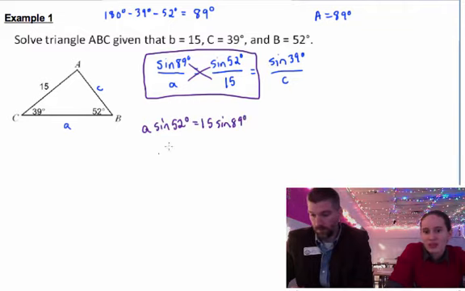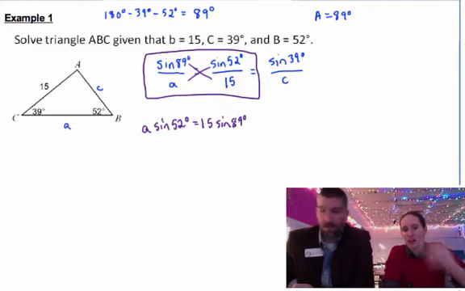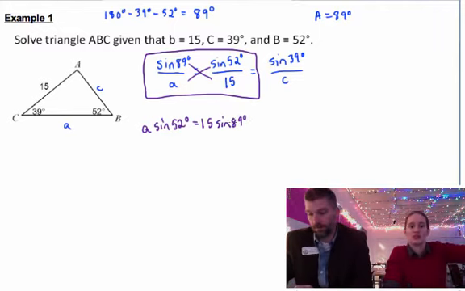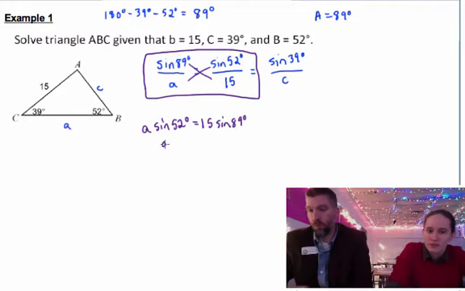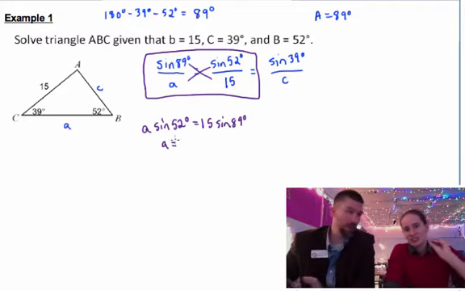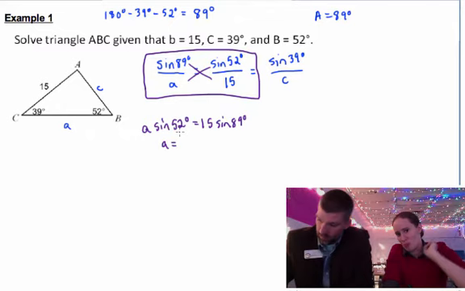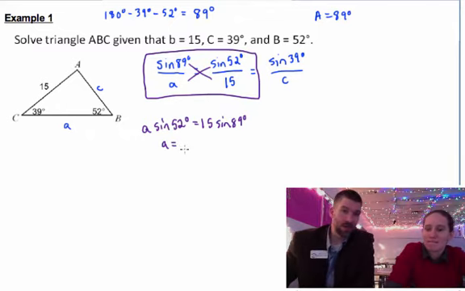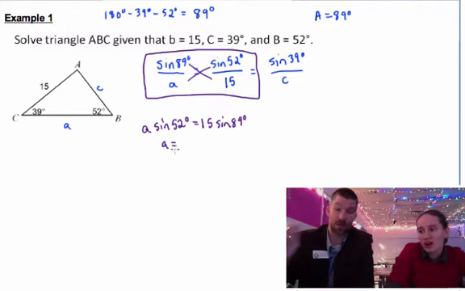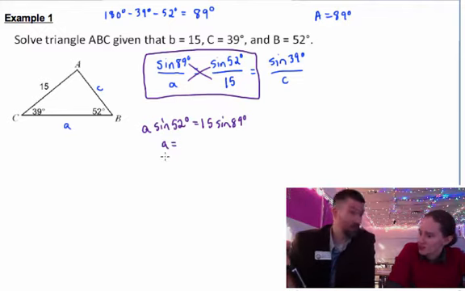Put this in so that you don't end up rounding. Do 15 sine 89, enter. Divide by sine 52, so that it does answer divided by sine 52. We want to be as exact as possible. You should get to the 1000th decimal place exactly what we get, and if you don't, you truly do have a rounding error issue. Third decimal place.